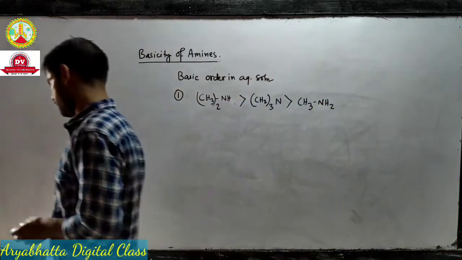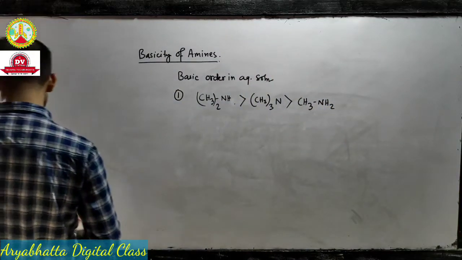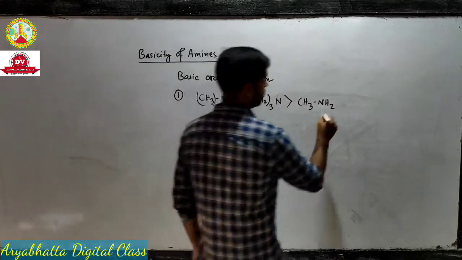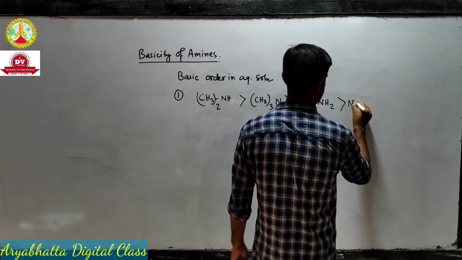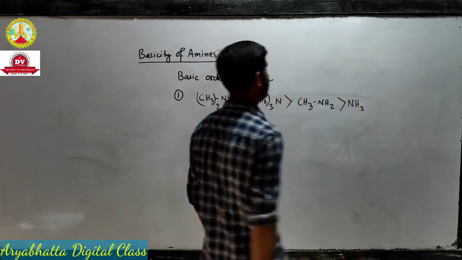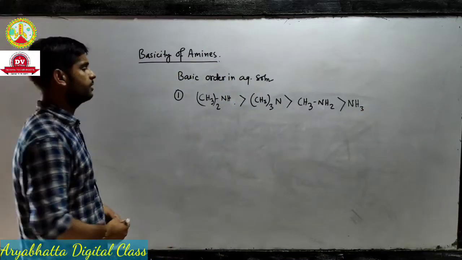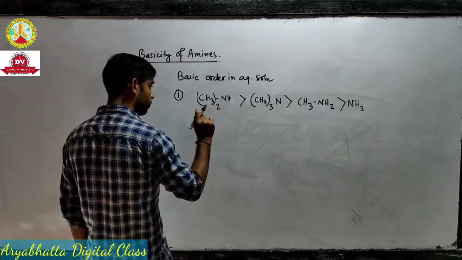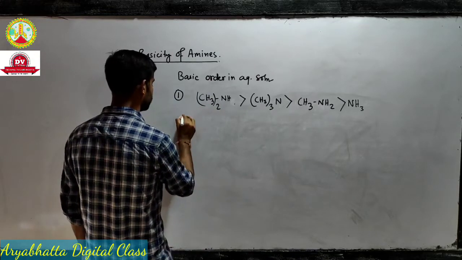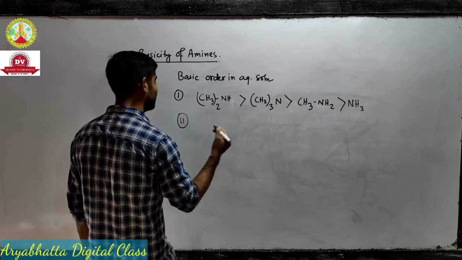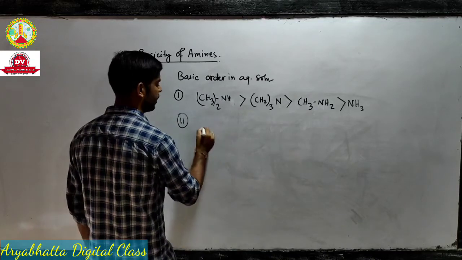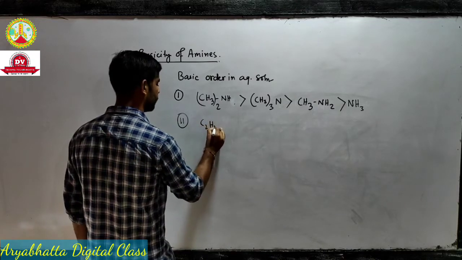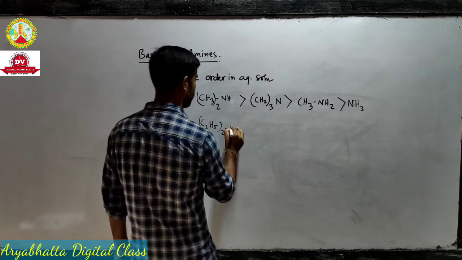Combining all those factors, we have combined factors like hydration, then steric hindrance and inductive effect. And combining all those factors, what we have got is that for methyl substituents this will be the order, but except methyl, if you take any other alkyl group like ethyl, then the order will be like this.